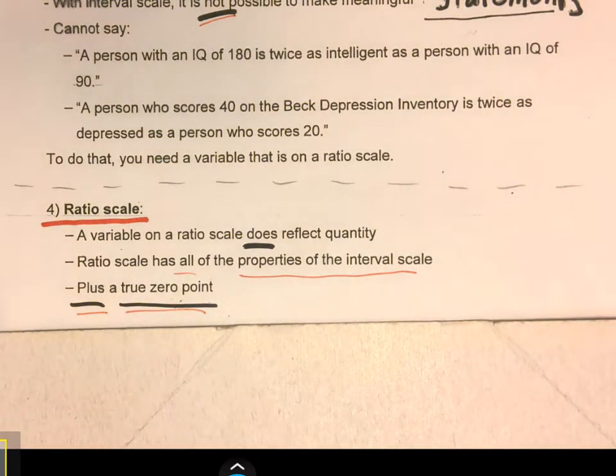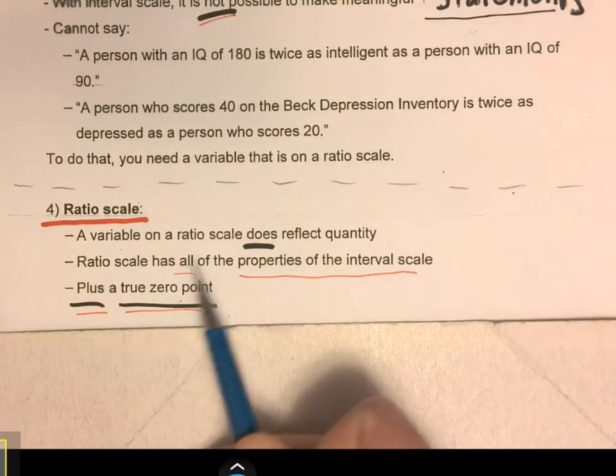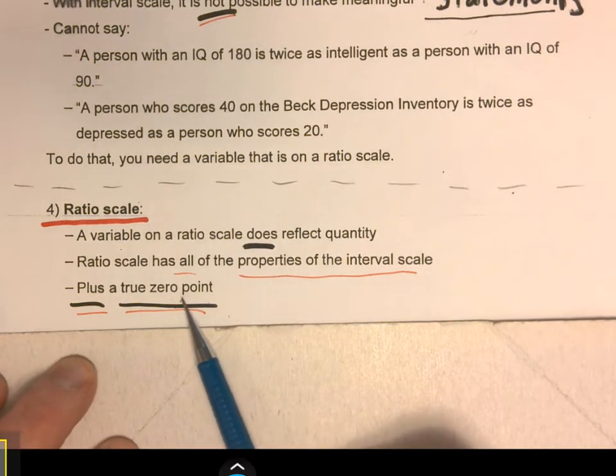I said that they are ordered from nominal, ordinal, interval, ratio scale of measurement, from the scale that provides the least information, nominal, to the scale that provides the most information, ratio. We have arrived at the scale that provides the most information. A variable that's on a ratio scale does reflect quantity. A ratio scale has all of the desirable properties of an interval scale. The differences between consecutive numbers do represent equal differences in whatever construct that you're measuring, just like with an interval scale. But a ratio scale has something interval scale doesn't. It has a true 0 point.